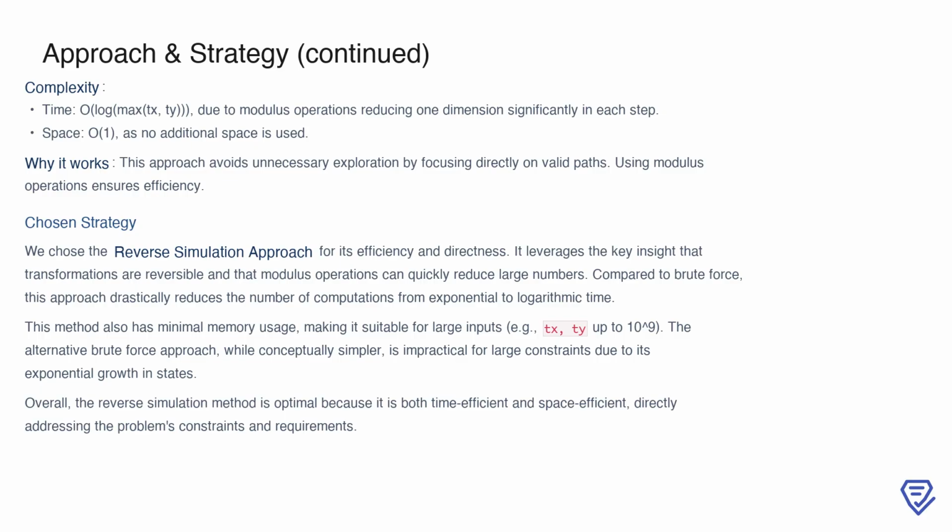The key reason this method works is that it directly focuses on valid paths, eliminating the need to explore unnecessary states. By leveraging the reversibility of transformations and the power of modulus operations, we ensure that the algorithm remains efficient and scalable. This is why we chose the reverse simulation method as our strategy. It is both time efficient and space efficient, making it ideal for large inputs where tx and ty can reach up to 10 to the power of 9.